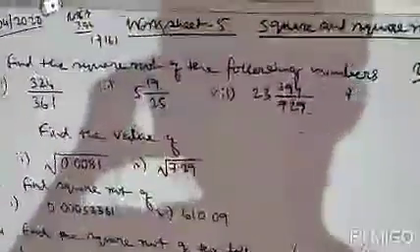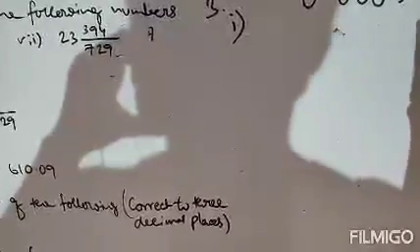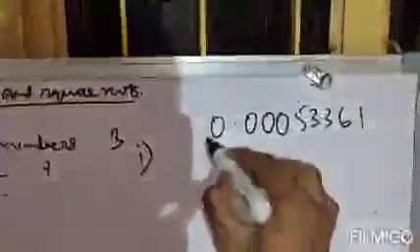Next, question 3. Question number 3. Find the square root of 0.000053361. We have to find out the square root. Clear? We have to find out the square root.